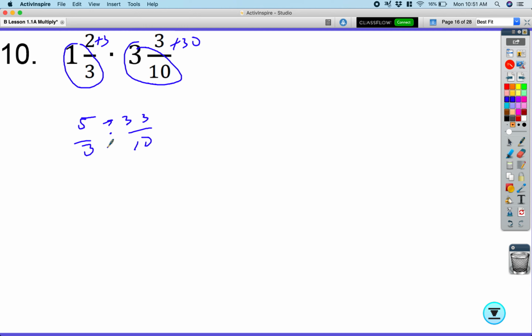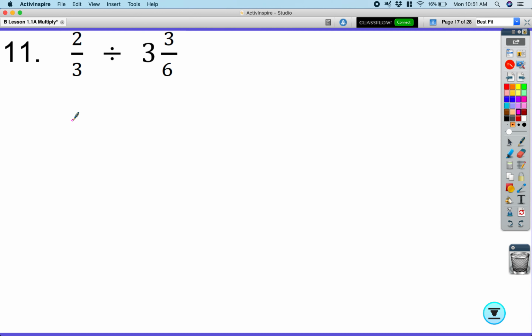And then when I multiply straight across, it's going to give me really big numbers. So instead of multiplying straight across first, what I'm going to choose to do is reduce. So I see 5 and 10. Those are both divisible by 5 to give me 1 over 2. And 33 over 3 reduces to 11 over 1. So I'm going to have 1 over 1 times 11 over 2. When I multiply straight across, it's just going to give me 11 over 2.